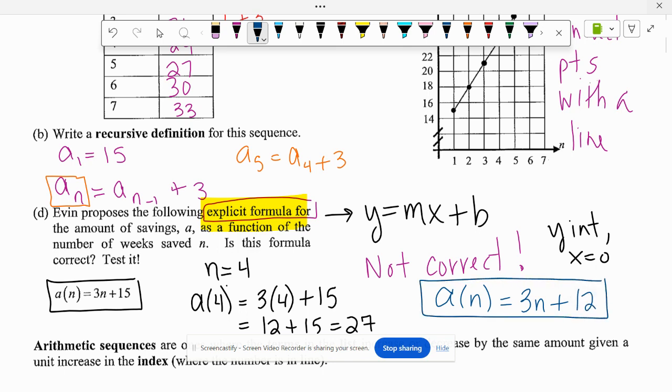I'm still not going to be able to use 0 as a value of n. N has to be all natural numbers, but I would get the right answer if I plugged in a 1. After the first week, 3 times 1 is 3 plus 12 is 15. That's the number in my table. After 2 weeks, 3 times 2 is 6 plus 12 is 18. After 3 weeks, 3 times 3 is 9 plus 12 is 21, and so on. So this is our explicit formula. Okay, it's written in y equals mx plus b.